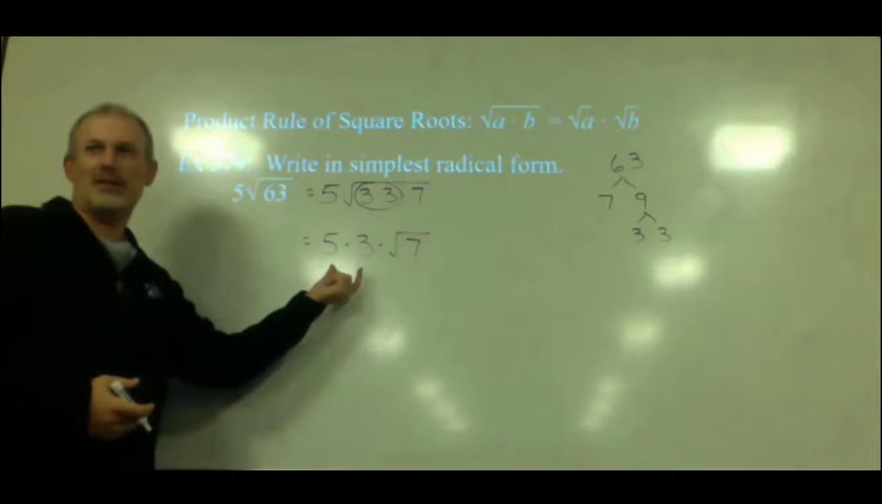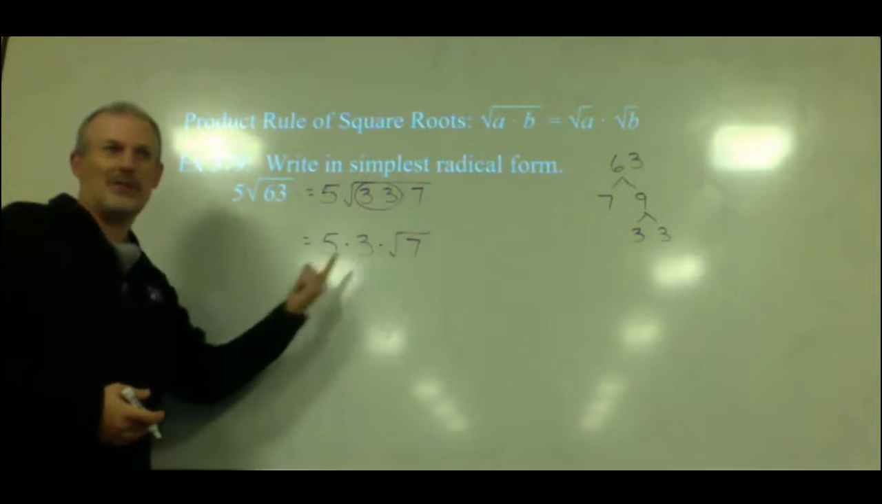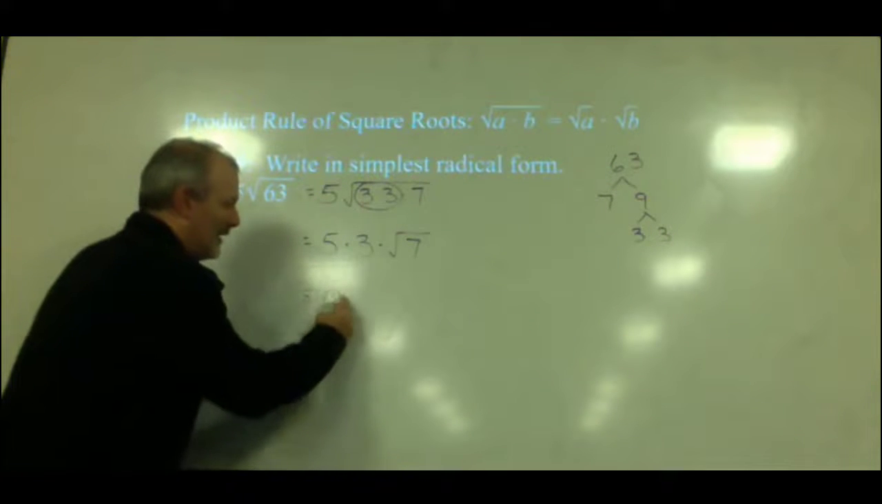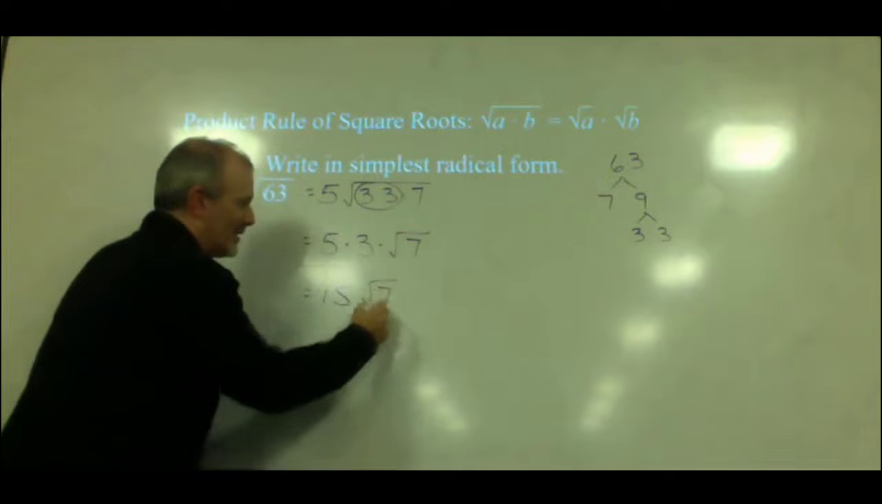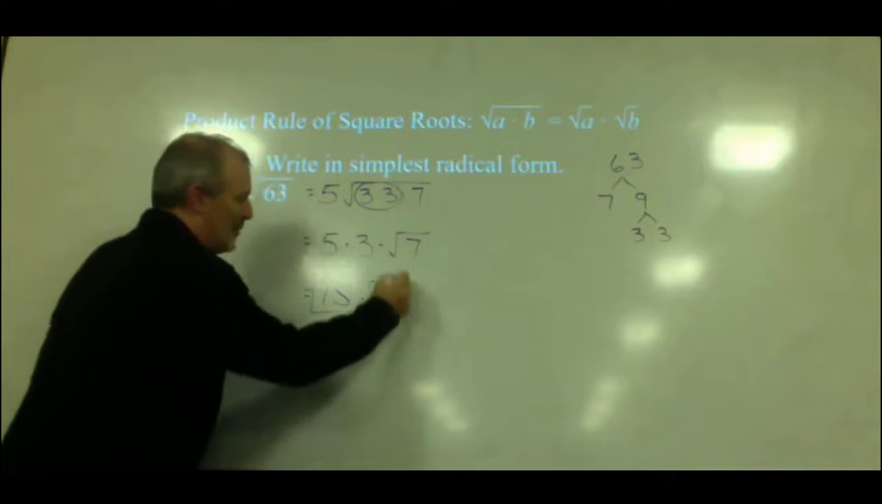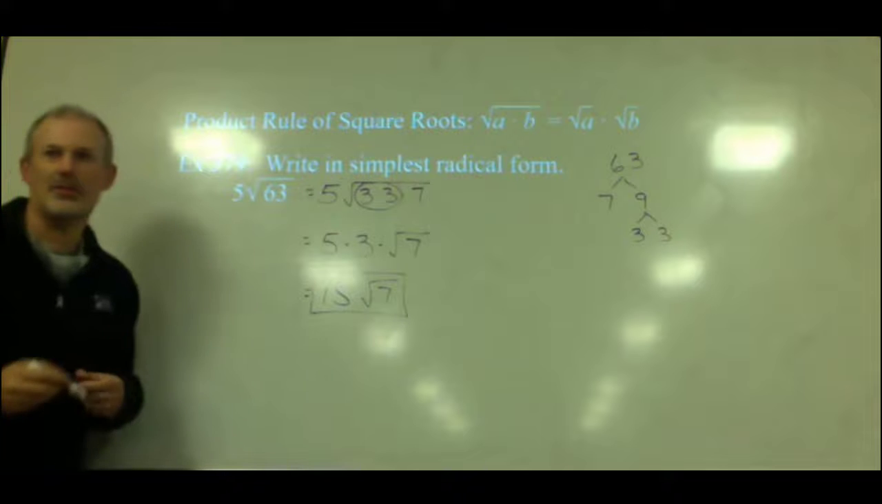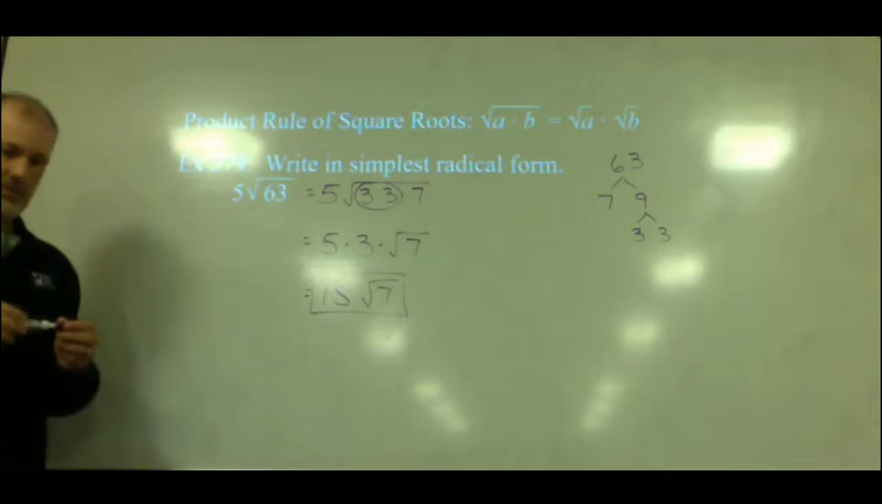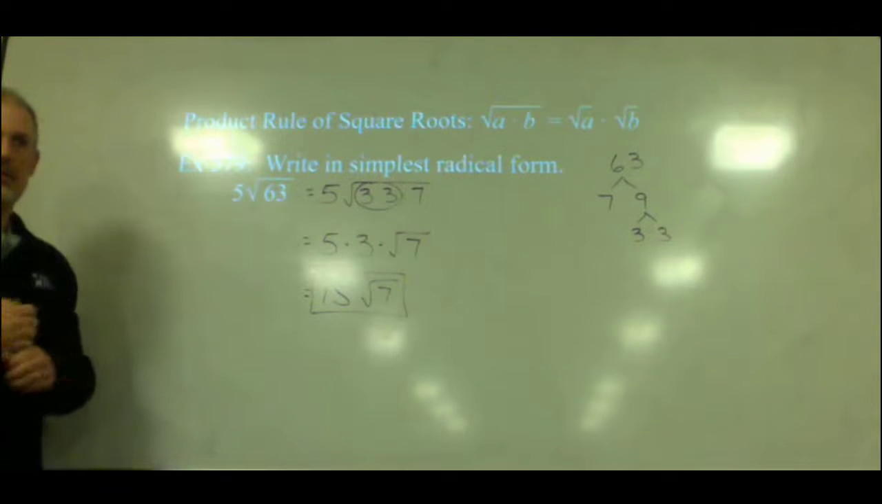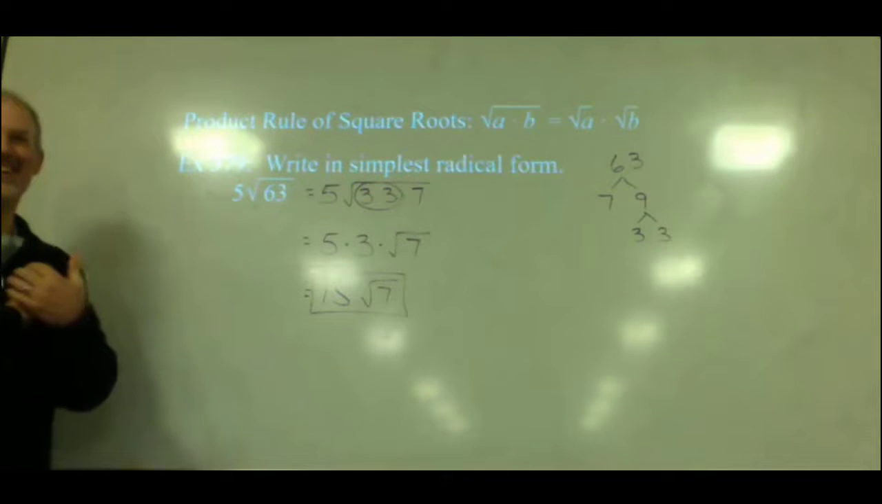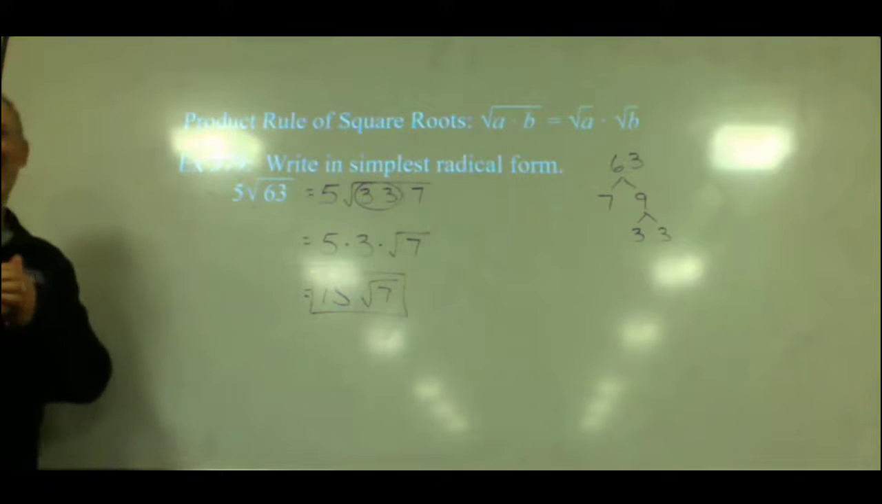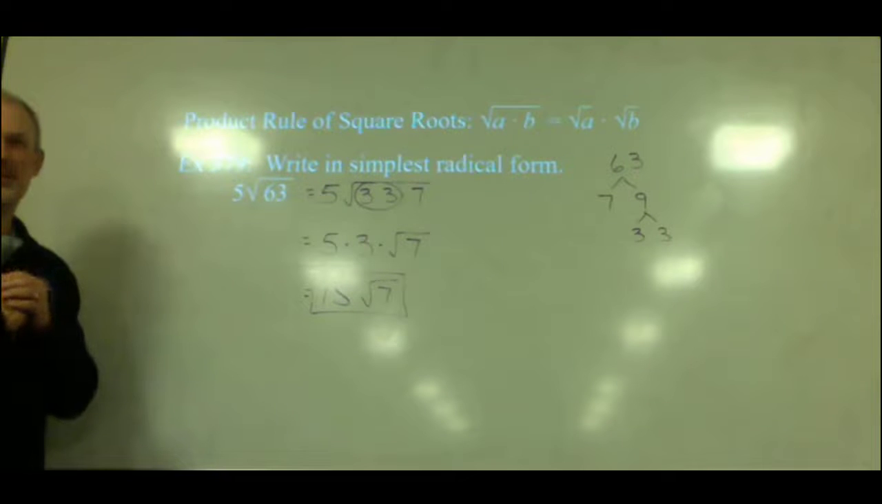What does this mean that we're supposed to do? It's multiply, right? 5 times 3. So we're going to get 15 on the outside, 7 on the inside. So that would be our simplest radical form. No, it's 7, that's Sally. Sorry, Sally. Does that make sense?